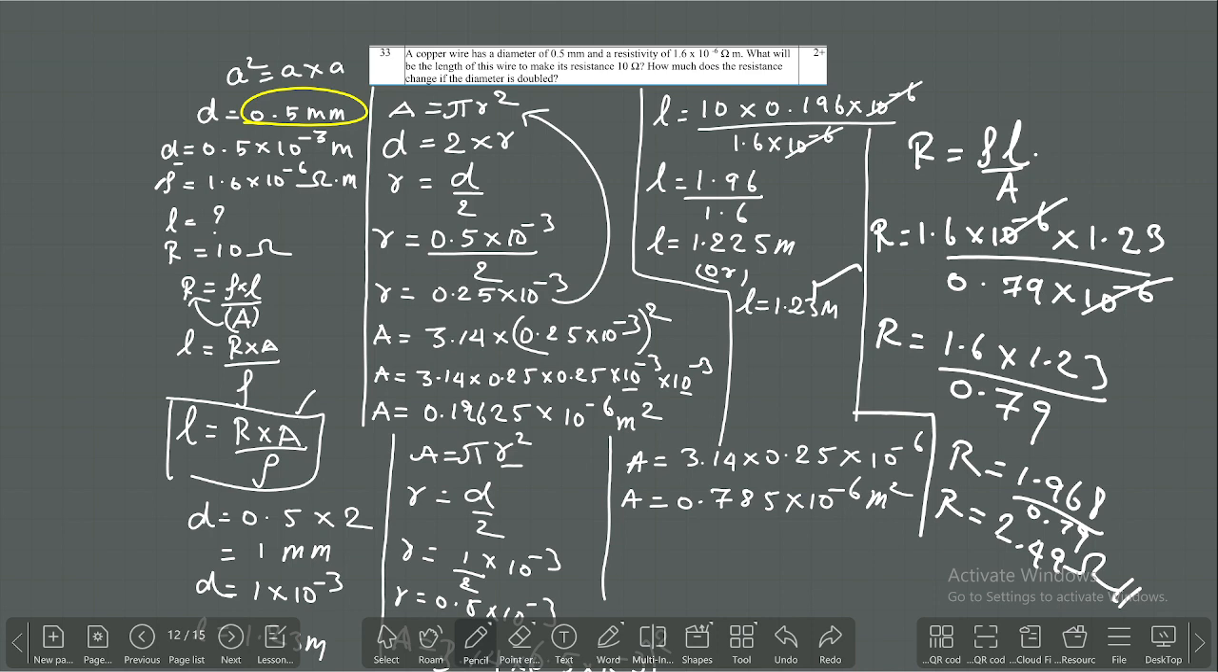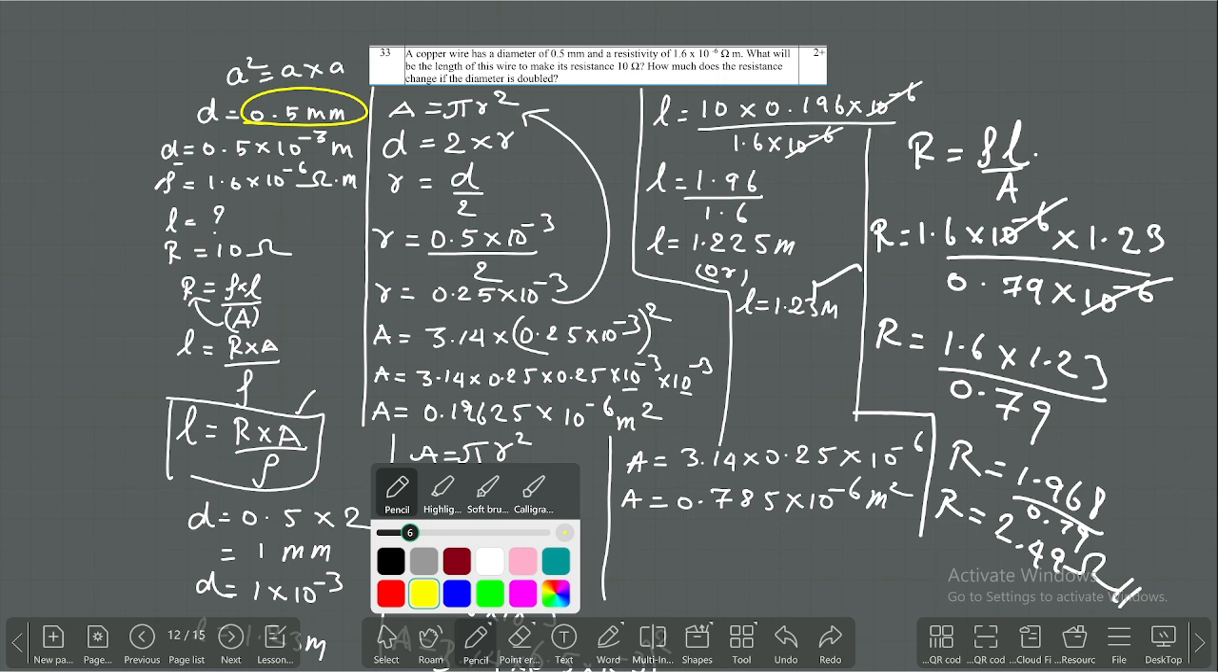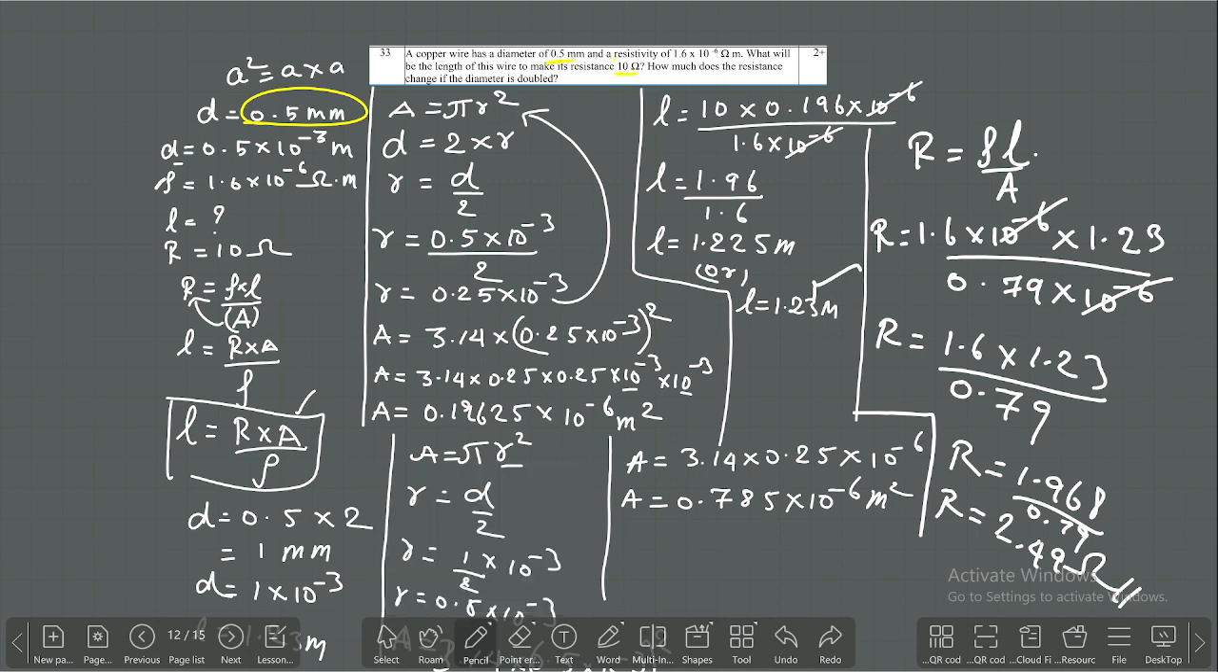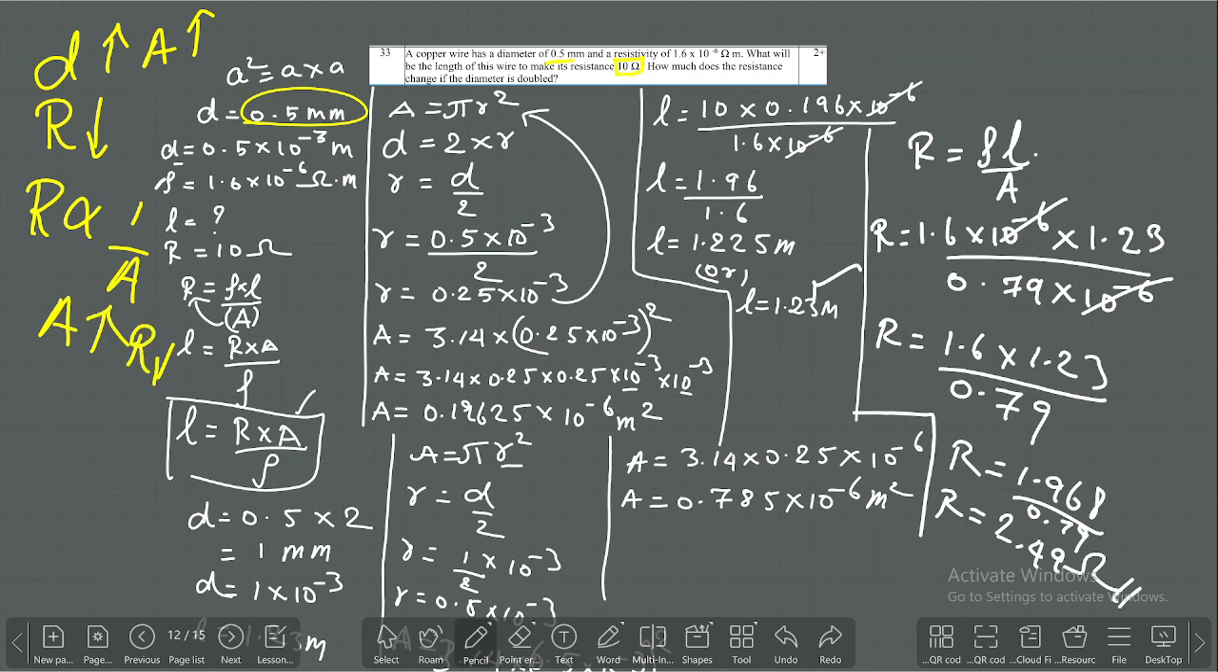So initially, whenever it is in a diameter of 0.5 millimeter, by that time the resistance was 10 ohm. That means if the diameter is getting increased, what will happen to the resistance value? The resistance value will get decreased. The reason is, if the diameter is increased, the area also will increase. We all know that resistance is inversely proportional to the area of cross section. If the area gets increased, the resistance of the conducting material will get decreased. So how much is it? Now we have obtained 2.49 ohm.